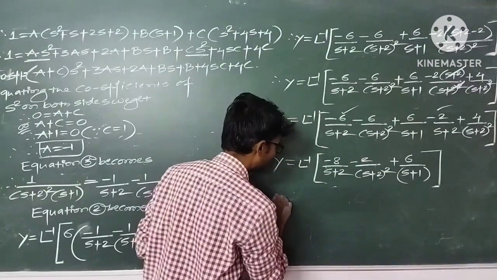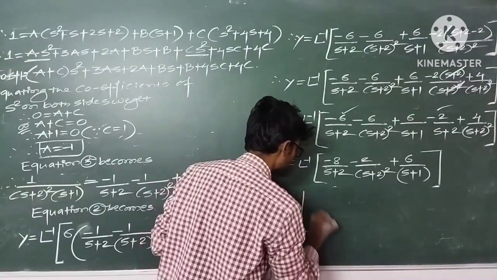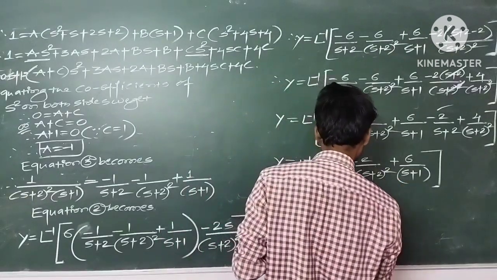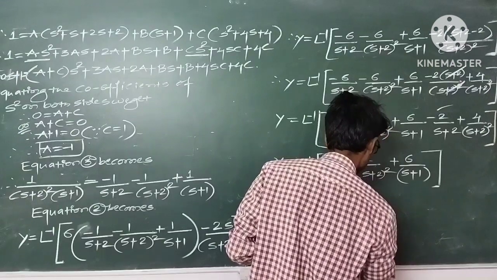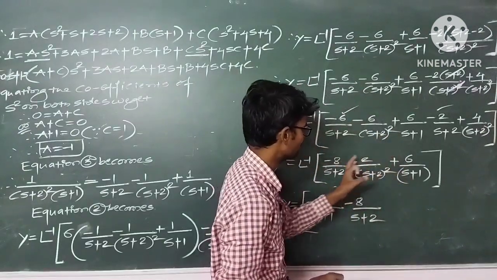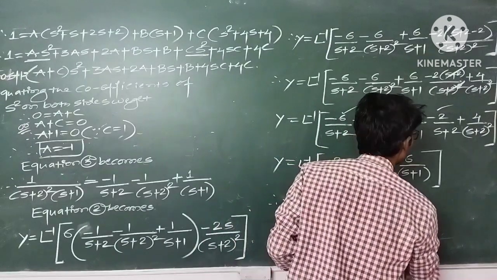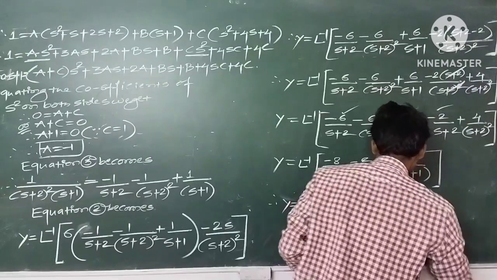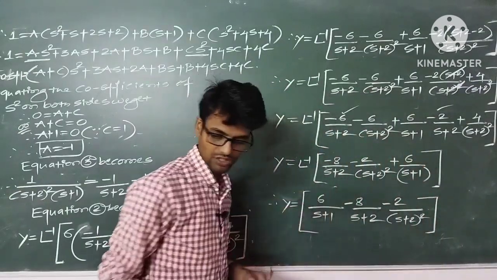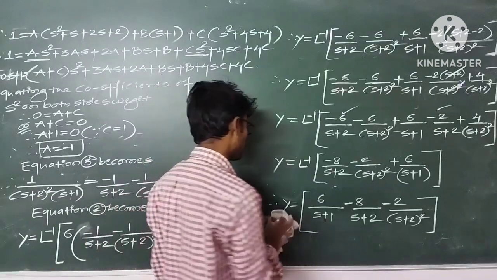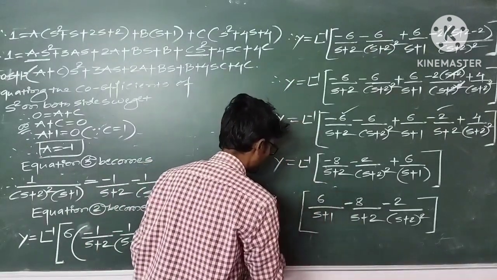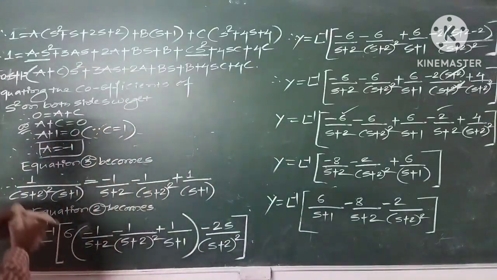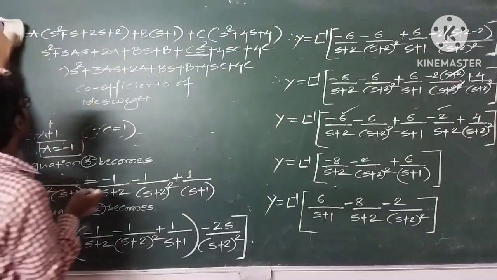So, therefore, I will write y is equal to, yes, you first write 6 divided by s plus 1, minus 8 divided by s plus 2, minus 2 divided by (s plus 2) whole square. So now see, I will apply the inverse Laplace operator. Yes, you don't leave the inverse Laplace operator here. So, therefore, y equal to, write the inverse Laplace operator. The inverse Laplace operator is required.